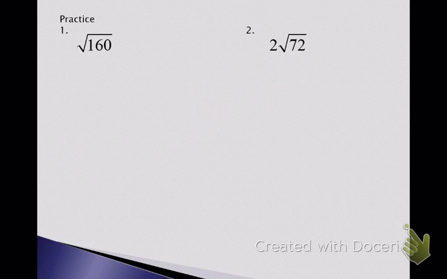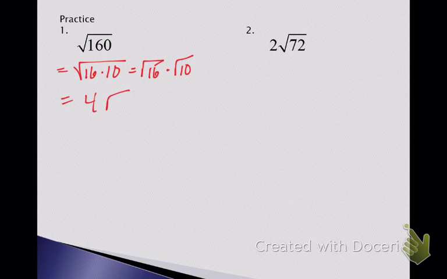So let's try some. Right? The square root of 160. And so the idea here is to take the largest perfect square that will divide into 160 and rewrite 160 into those two factor pairs. So for this one, we know that we can rewrite 160 into 16 times 10. And we want to use 16 because the square root of 16 is 4. So we can rewrite this as the square root of 16 times the square root of 10, which turns into 4 square root of 10.